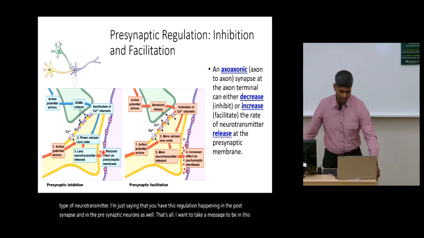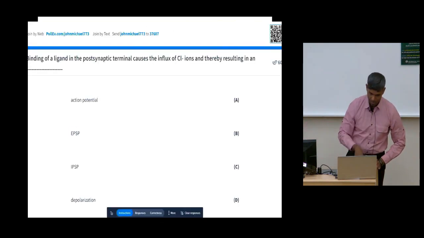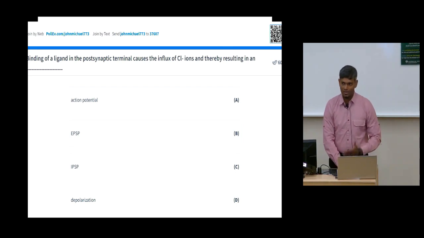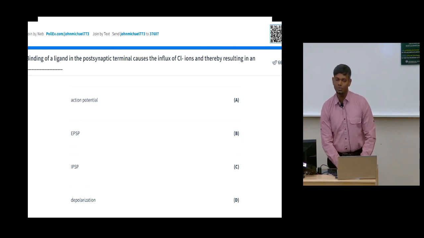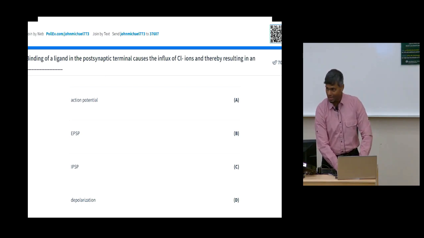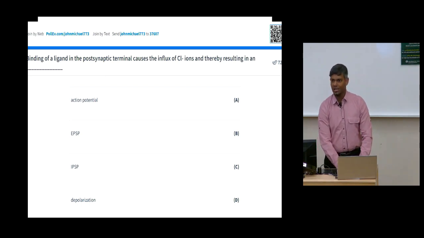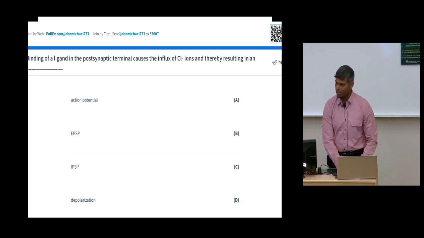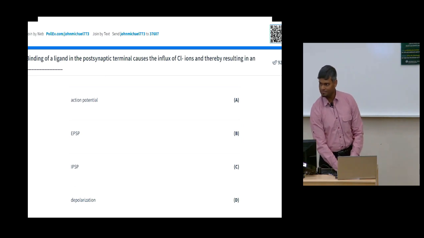Okay, so I have a question here to help you better understand what you need to take away from this. If you have the binding of a ligand in the postsynaptic terminal, which is going to cause the influx of chloride ions, then that will result in what? Will it result in an action potential, in EPSP, IPSP, or in depolarization? What do you think would happen if you have the influx of chloride ions? TS can help you.